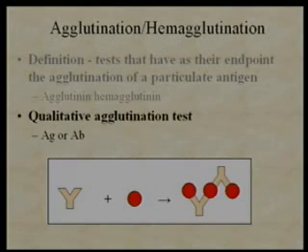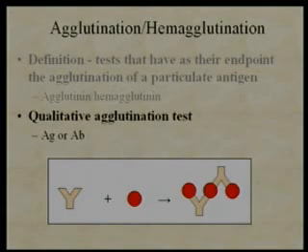Okay. The test can be done as just simple qualitative tests. You want to detect either antigen or antibody. If you're trying to detect antigen, you take a known amount of antibody, you mix it with antigen, and you look for agglutination. Or if you want to look for antibody, you take a fixed set amount of antigen, mix it with the unknown, and you look to see if the antibody's there.